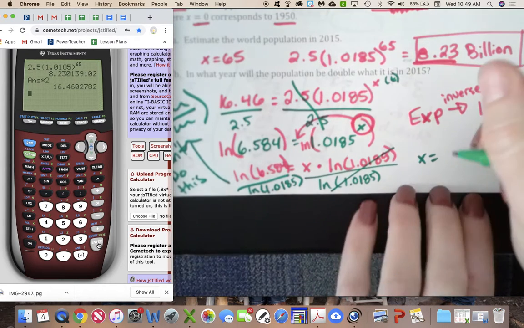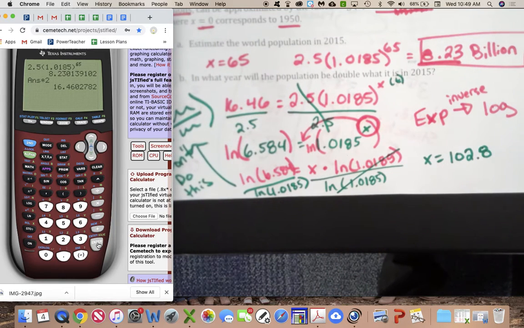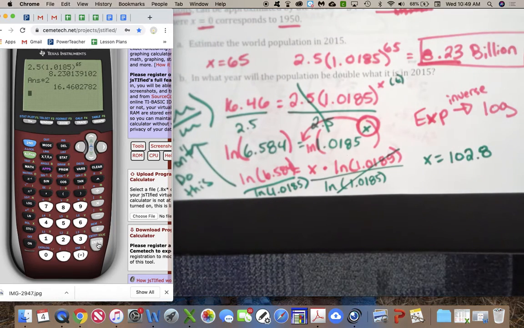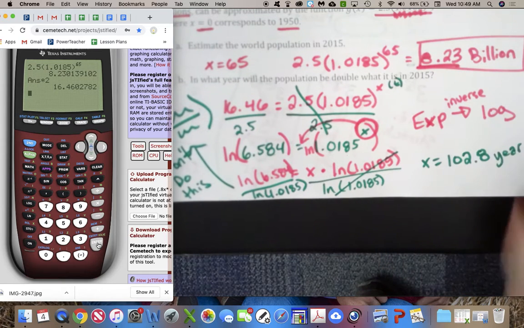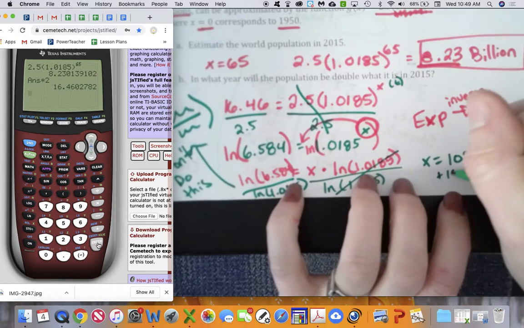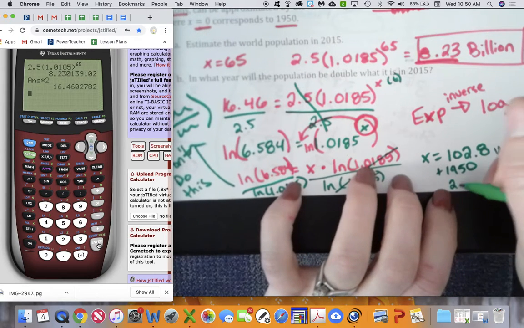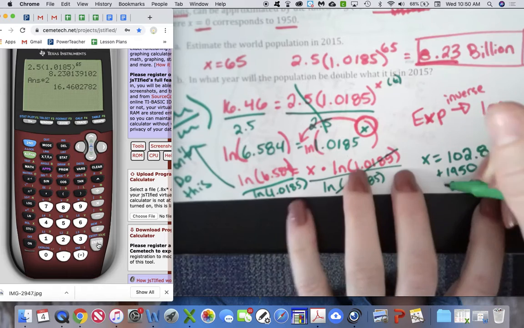102.8. Okay, we got an exact answer, but what does that mean? What does 102.8 mean? This is year 2015. This is year 102.8, right? But that's years past 1950. So if I add that to 1950, this would be 2052, and then 0.8. So like September or.